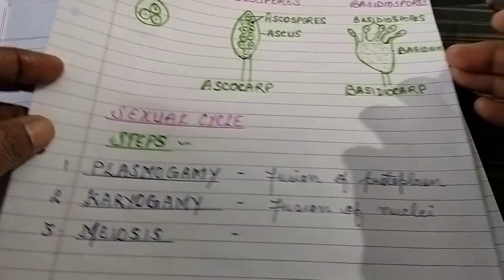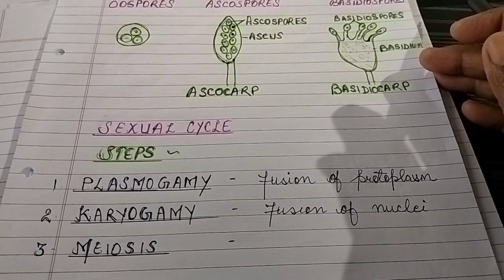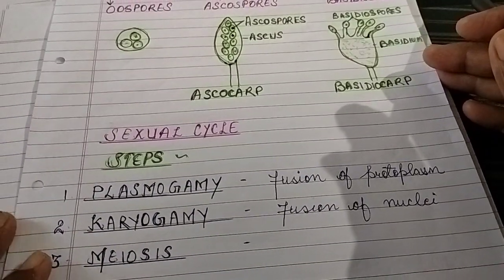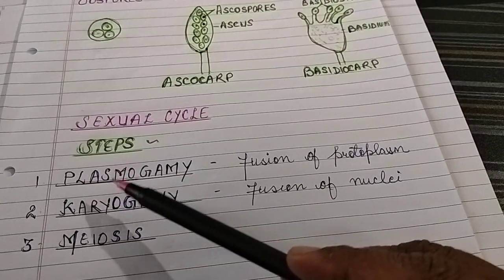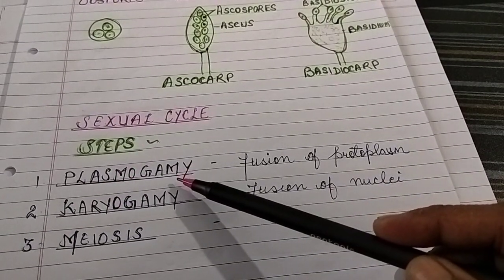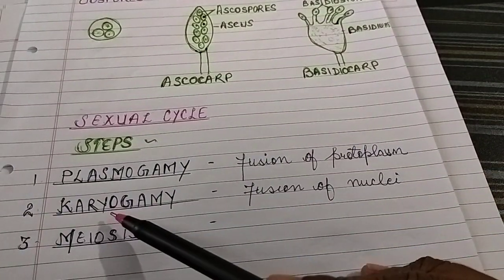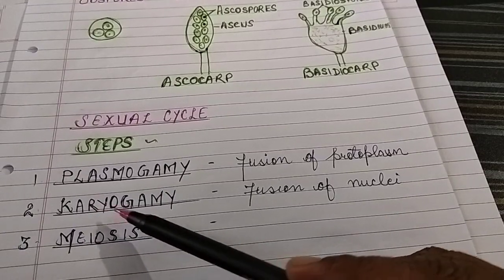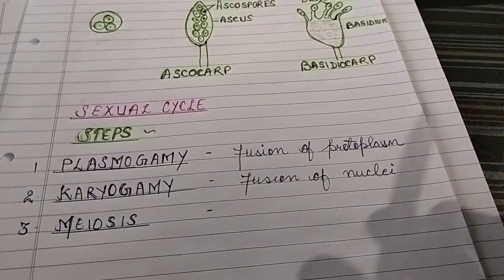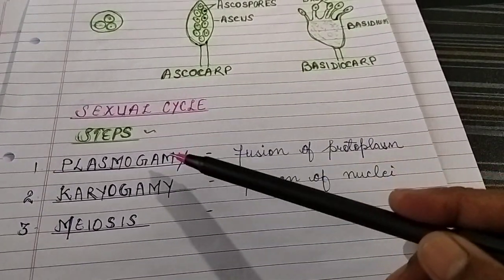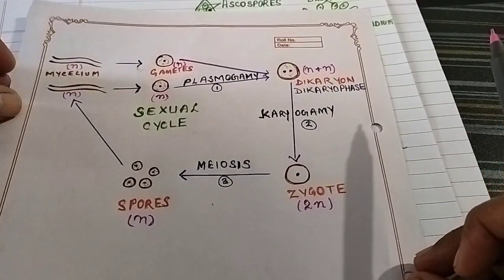Now you have to study the sexual cycle of fungi. Broadly, you can understand it like this: the sexual cycle of fungi takes place in three steps. What are these three steps? Plasmogamy, karyogamy, and meiosis. Plasmo means protoplasm, gamy means fusion. So in plasmogamy, fusion of protoplasm takes place. In karyogamy, karyo means nucleus, so fusion of nuclei takes place. And then meiosis. You all know meiosis is a reduction division. So what are the steps in the sexual cycle of fungi? Plasmogamy, karyogamy, and meiosis. I will make you understand by this representation of the cycle.